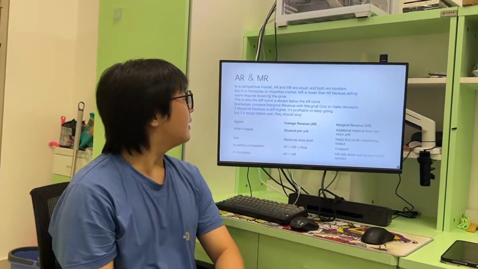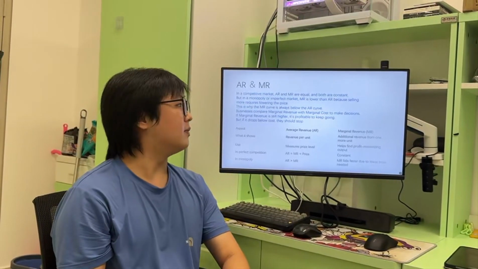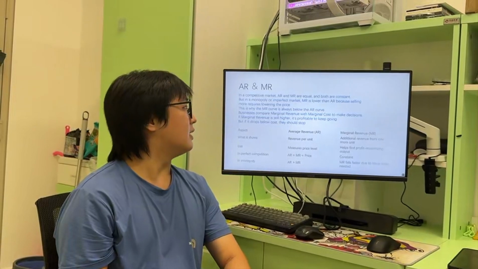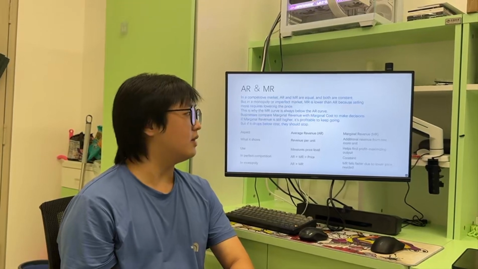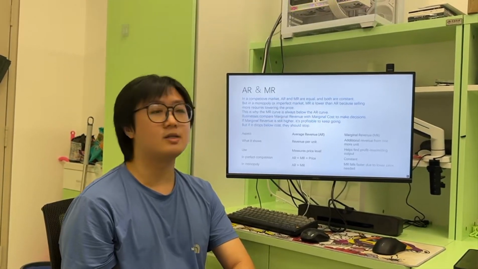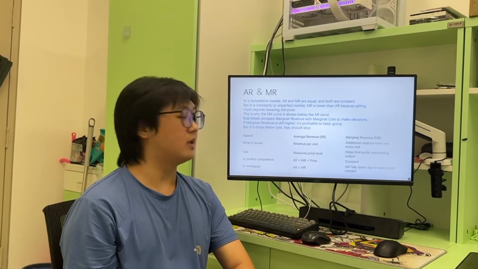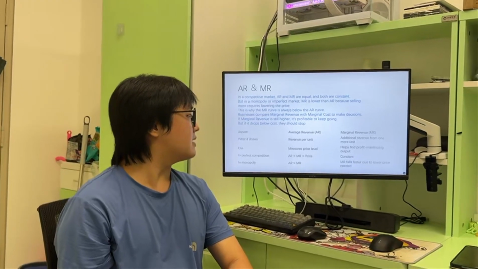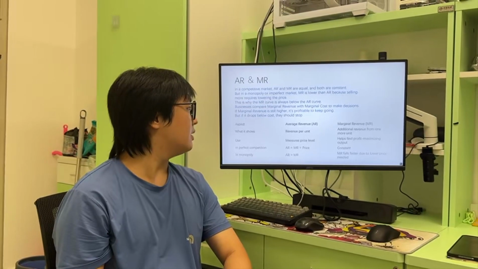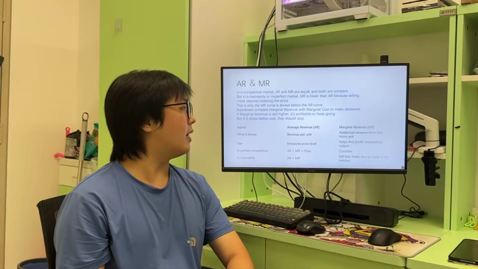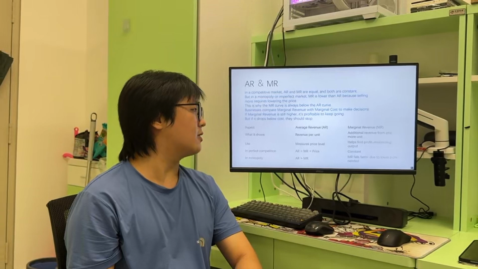AR and MR. In a competitive market, AR and MR are equal, and both are constant. But in a monopoly or imperfect market, MR is lower than AR because selling more requires lowering the price. This is why the MR curve is always below the AR curve. Businesses compare marginal revenue with marginal cost to make decisions. If marginal revenue is still higher, it's profitable to keep going. But if it drops below cost, they should stop.